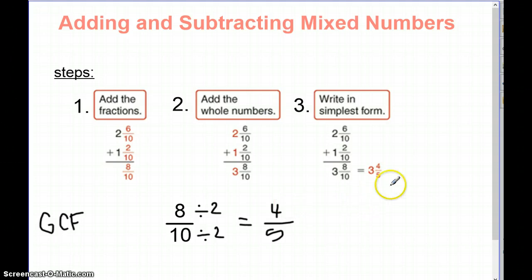This is an equivalent fraction. So then that tells us our answer is 3 and 4/5. That's the best answer for this.